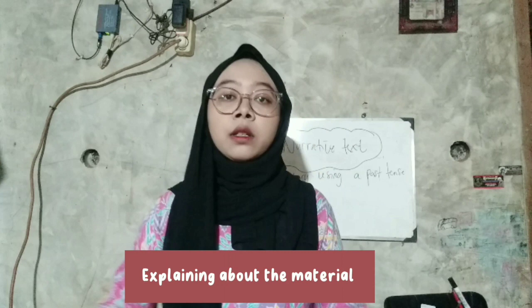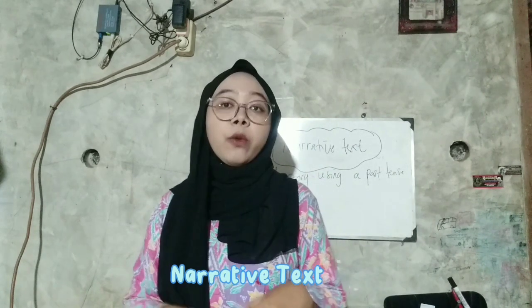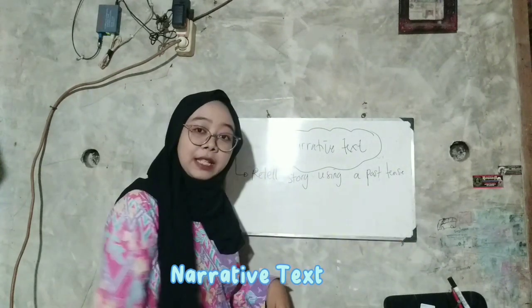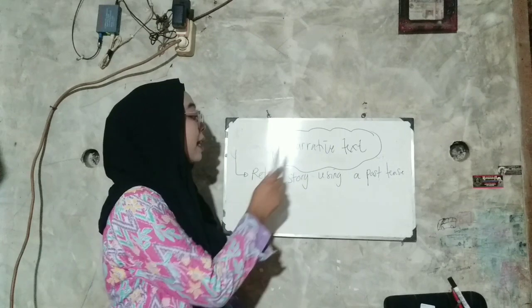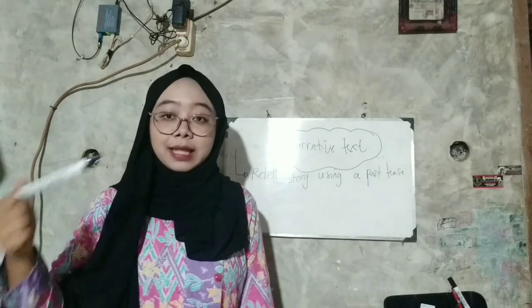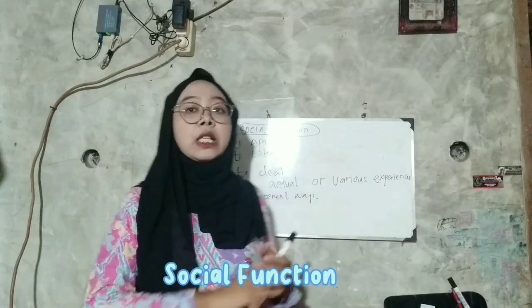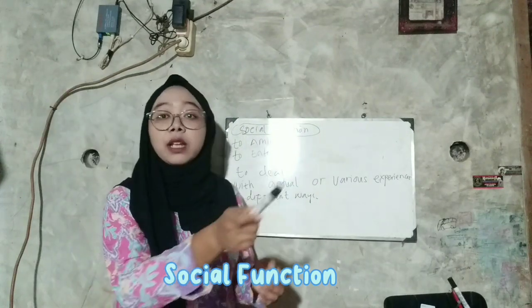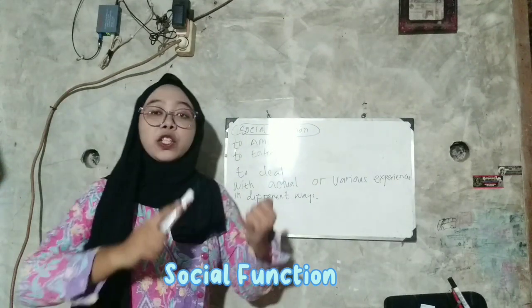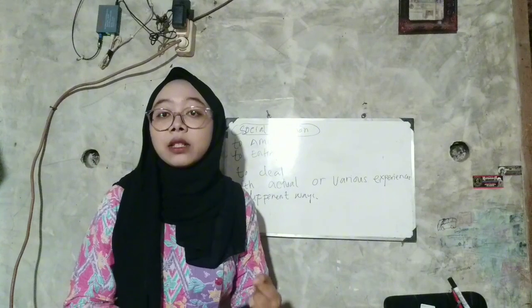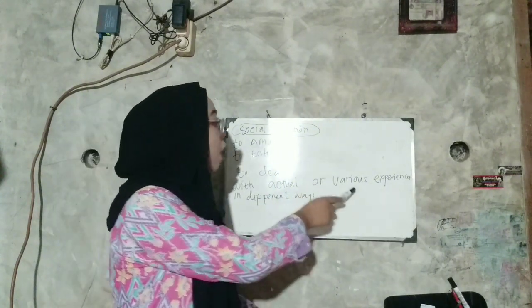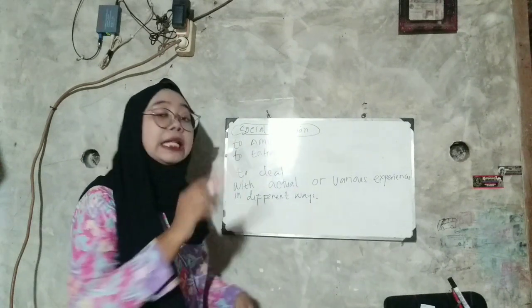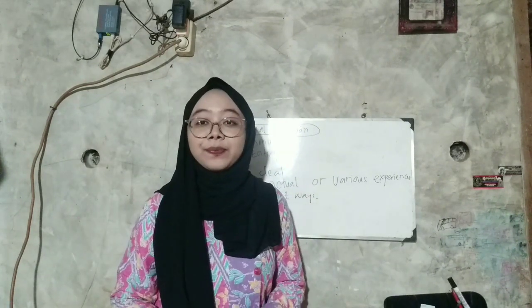The next is explaining the material. So today we will learn about narrative text. A narrative text is a text that retells a story using the past tense. The social functions of the narrative text are first to amuse, to entertain, and to deal with readers with actual or various experiences in different ways.